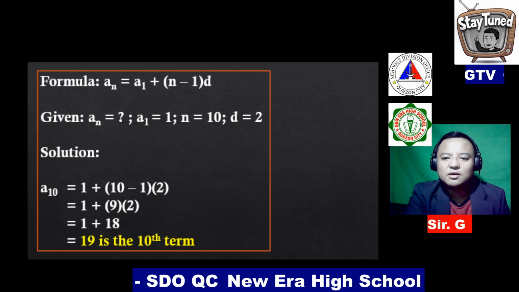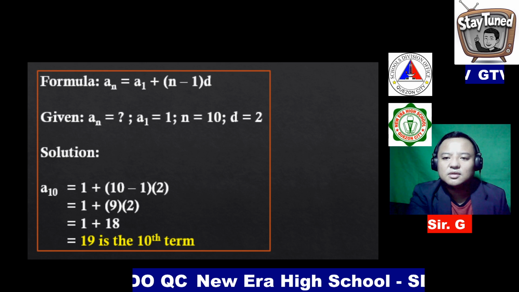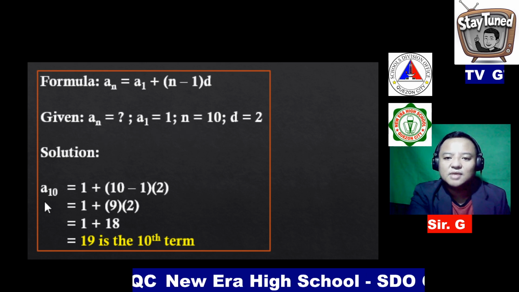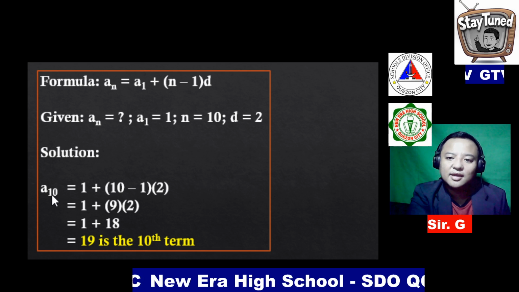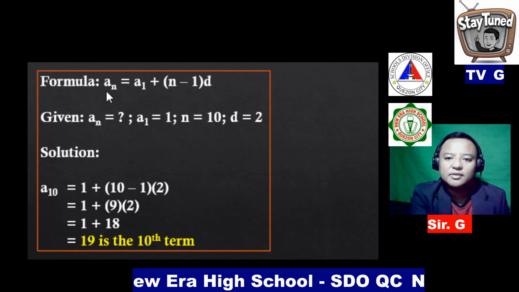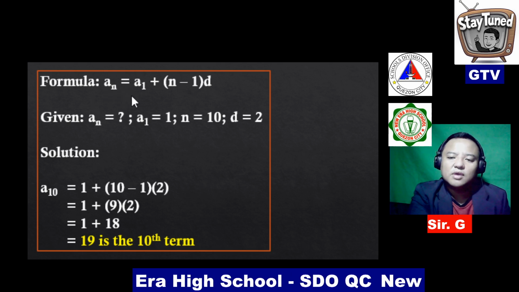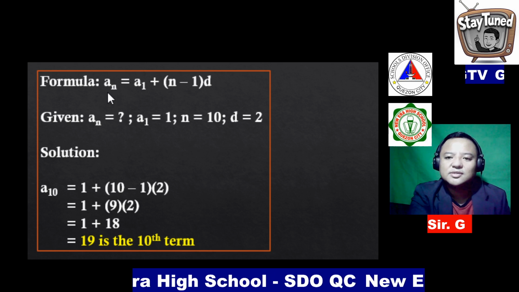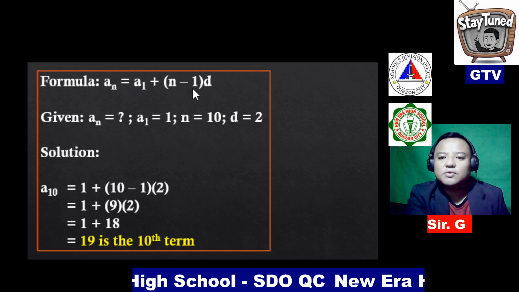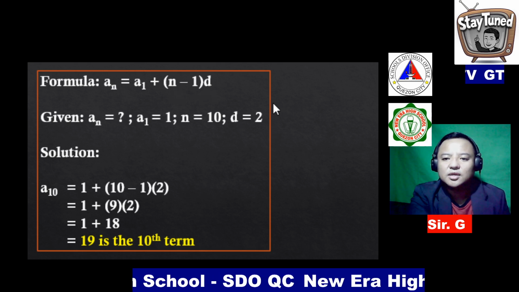How about if we are looking for the 10th term? So the only change is for the n. So this time we change n to 10. Alright? And the rest will remain the same. Again, let's always write the pattern so that we are guided. The last term is equal to the first term plus a quantity of the number of terms minus 1 times the common difference.